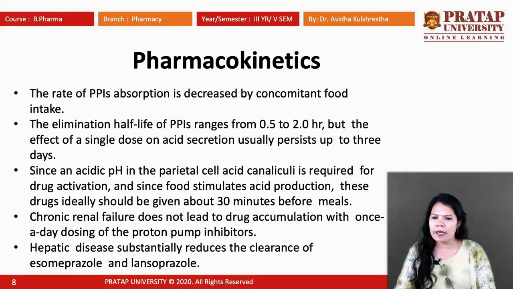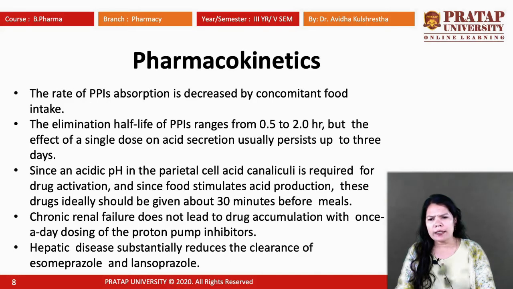Since an acidic pH in the parietal cell acid canaliculus is required for drug activation, and since food stimulates acid production, these drugs ideally should be given about 30 minutes before meals. So all the PPIs are always prescribed before a meal, or on an empty stomach.